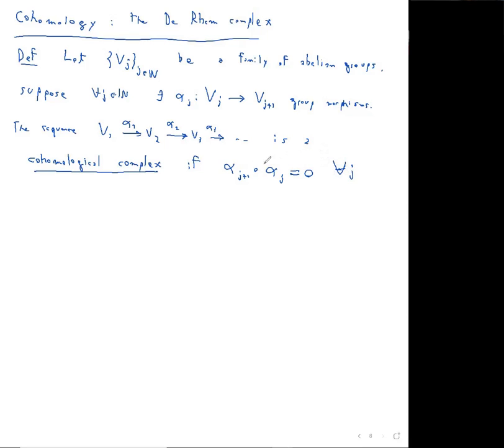So the takeaway message here is just telling you that this holds if and only if the image of alpha j is contained in the kernel of alpha j plus 1. I think this is the take-home message from this. And we also say that the cohomological complex is exact when this is not an inclusion but an equality.